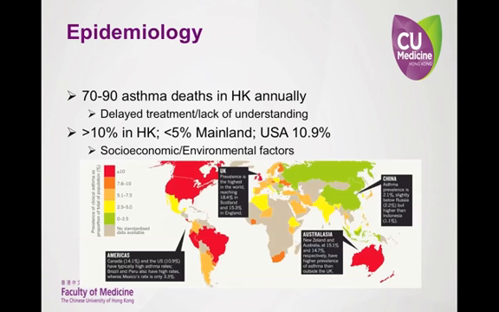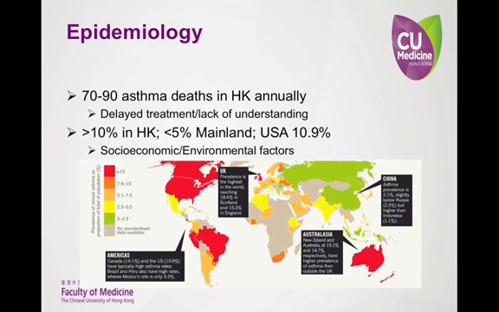Asthma affects an estimated 300 million individuals worldwide. There are 70 to 90 deaths per year in Hong Kong due to asthma, which shows a low mortality rate like other countries. However, 80 to 90% of these deaths could be avoided, as most of these deaths are due to delayed treatment and lack of understanding.